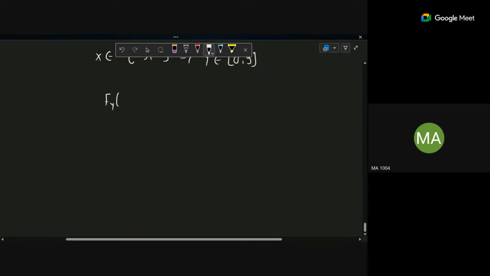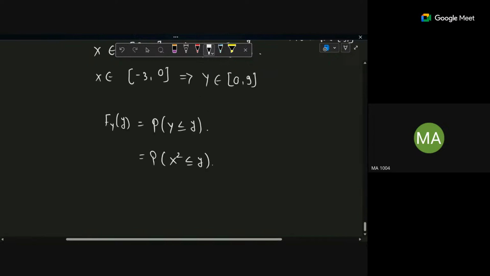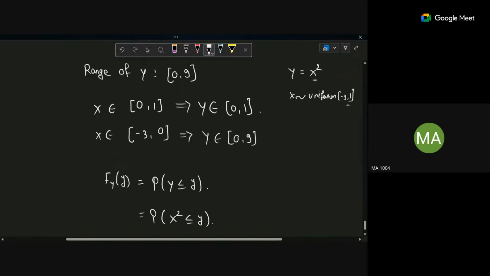So let's calculate the CDF F_Y of y. What is it? Probability y less or equal to y, and y is nothing but x square less or equal to y. I will rearrange it because here also 0 to 1 is there. So I will rearrange one thing here: minus 1 to 1. Whenever your x is minus 1 to 1, y will be 0 to 1. Is it fine?